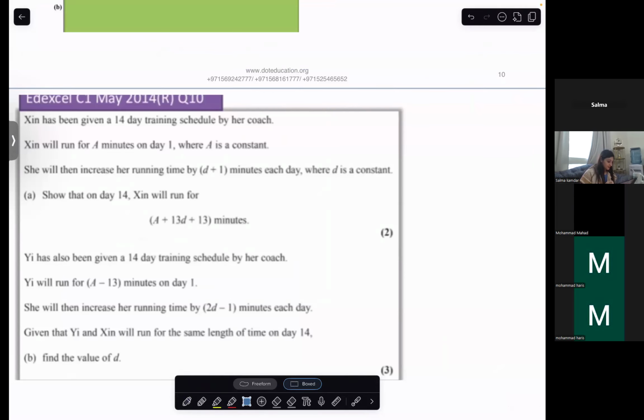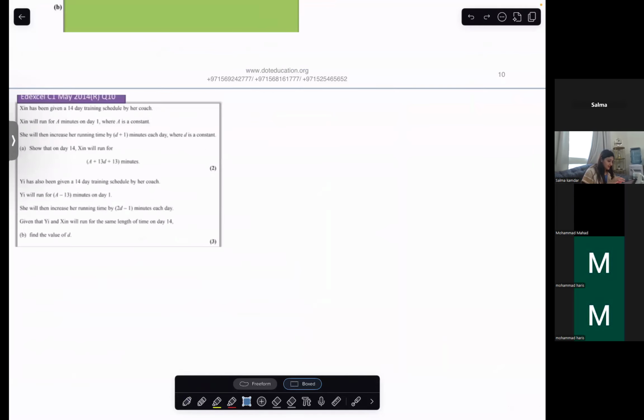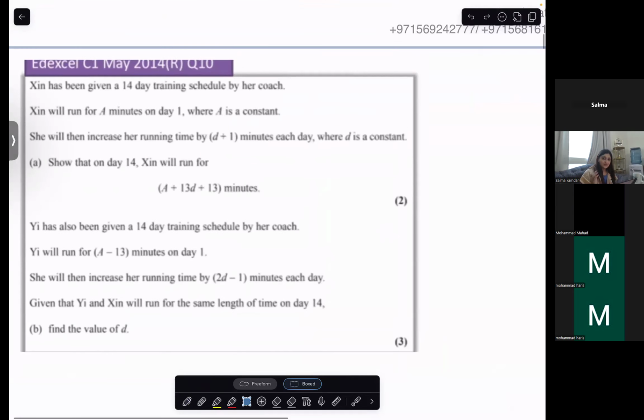This is a past paper question based on arithmetic sequence and series. Whenever you have questions like this, focus, read, and do. You will not know whether it is arithmetic sequence or series until you read and analyze. Let's read. Can somebody read for me?